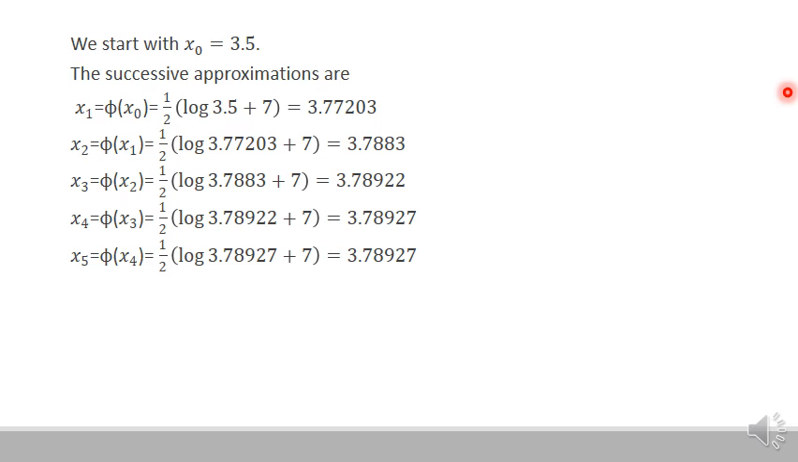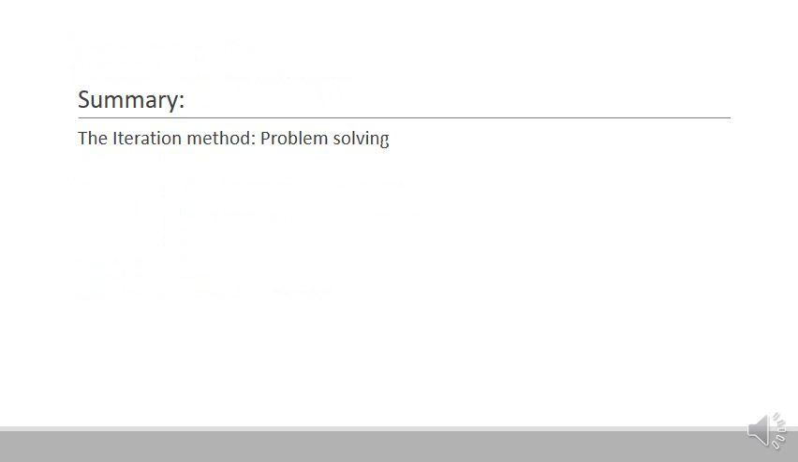x5 is 3.78927. You see that these two values coincide with each other and hence we stop here and conclude that the required root is x is equal to 3.7893. In this video session, we have learnt how to use iteration method to solve the given equation.